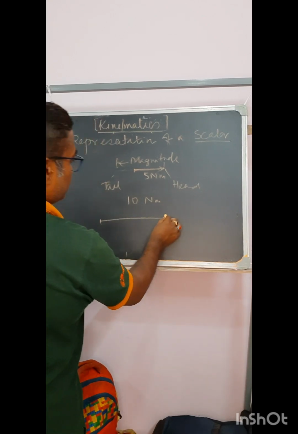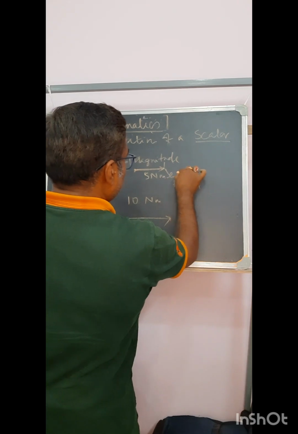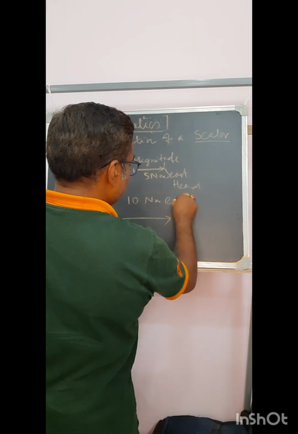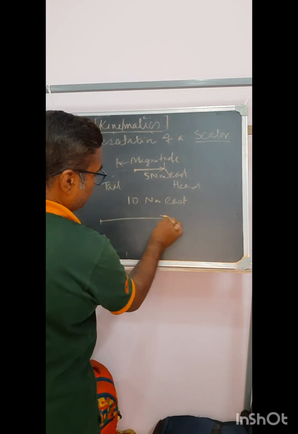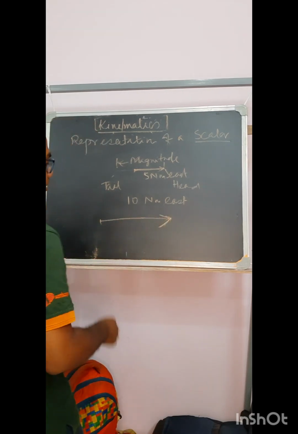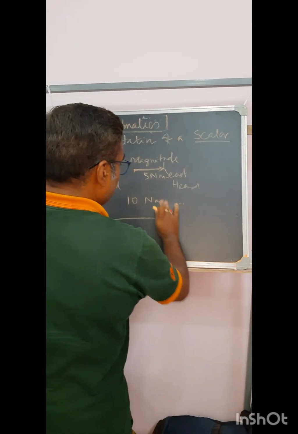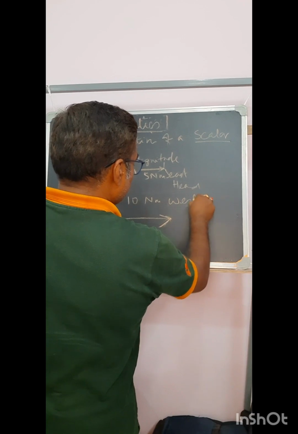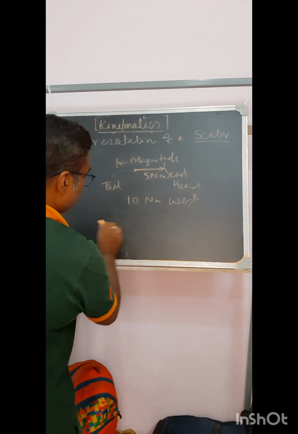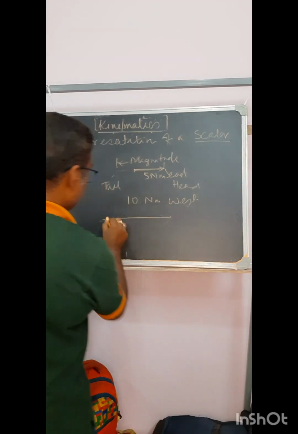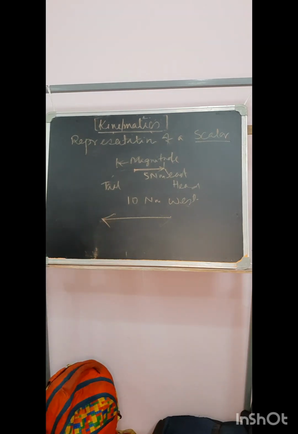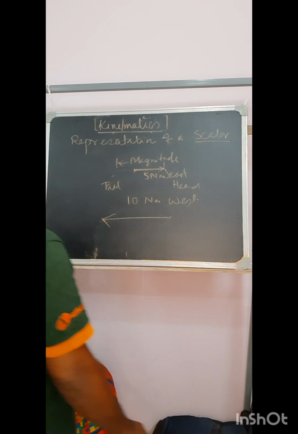And if it is said to be in the east, then the arrowhead would be in the east direction. Otherwise, if it is said to be west, then although the dimension will be 10 centimeters, the arrowhead will be in the opposite direction. So these are the notations to represent any vector.